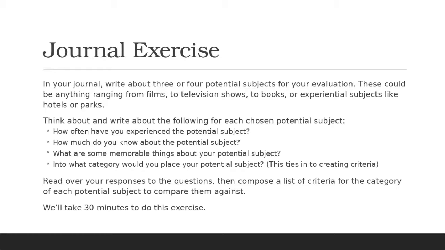Then write about the following for each subject. How often have you experienced a potential subject? How much do you know about it? What are some memorable things about your potential subject? And into what category would you place your potential subject? So this ties into creating criteria. What's going to determine whether your potential subject is good or not?